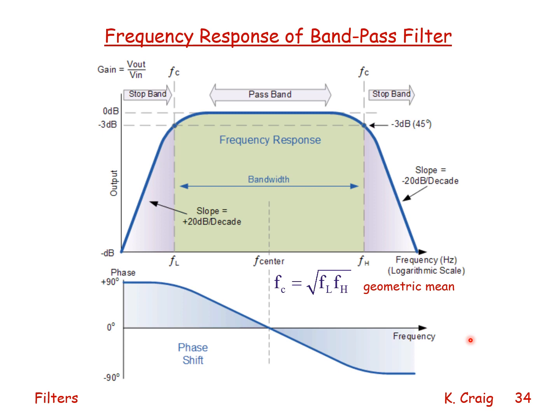We see that the phase angle goes from plus 90 degrees to minus 90 degrees, and it's 0 degrees at the center frequency or resonant frequency, which is the geometric mean of the low and high cutoff frequencies. The slopes are as we know them to be, minus 20 dB per decade at high frequency, plus 20 dB per decade at low frequency.